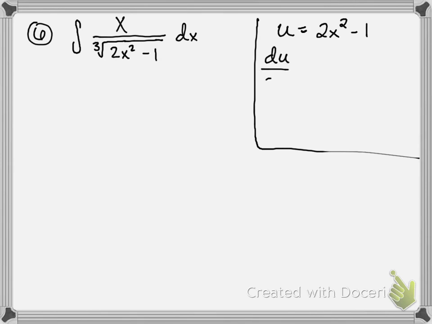So du dx, derivative of 2x squared is just 4x. 4x over 1. So now your dx is really 1 over 4x du. So we got that now.